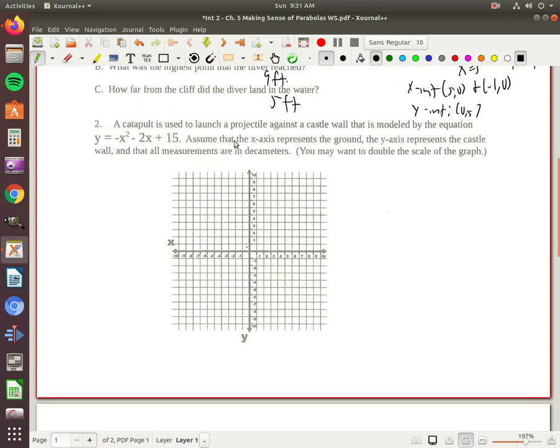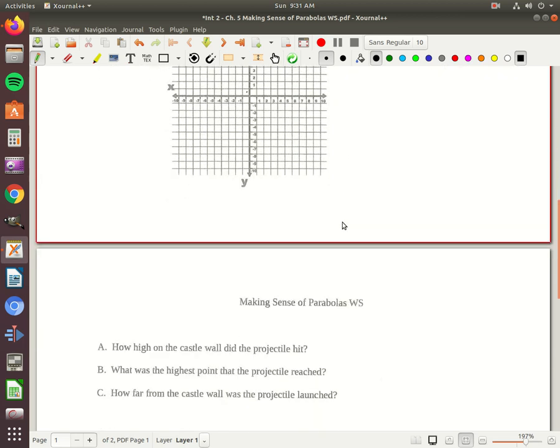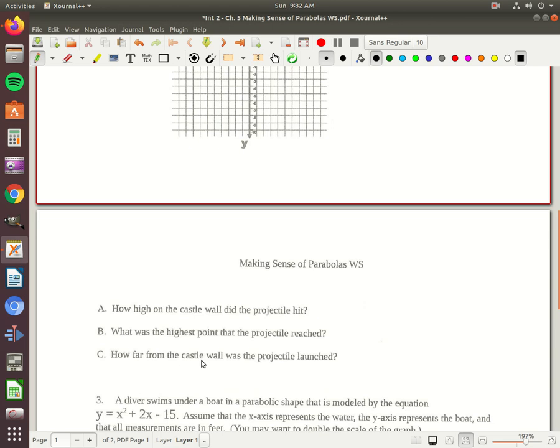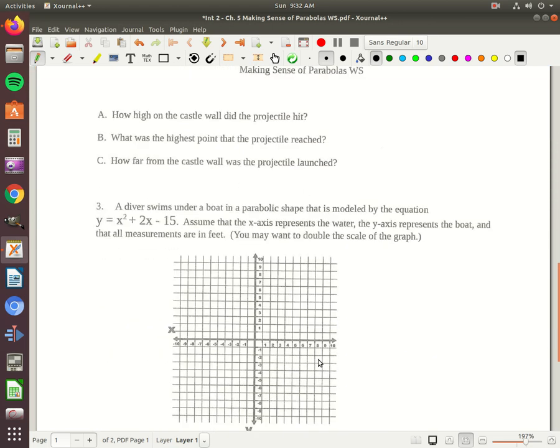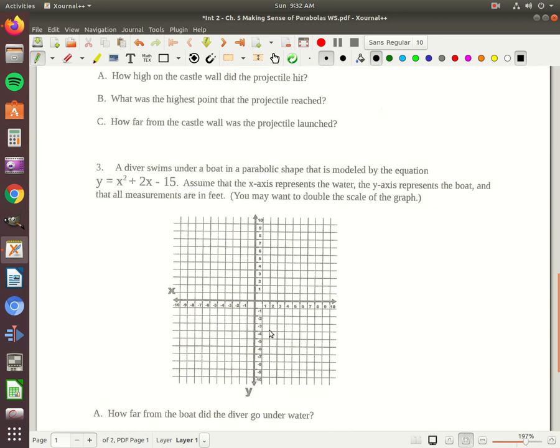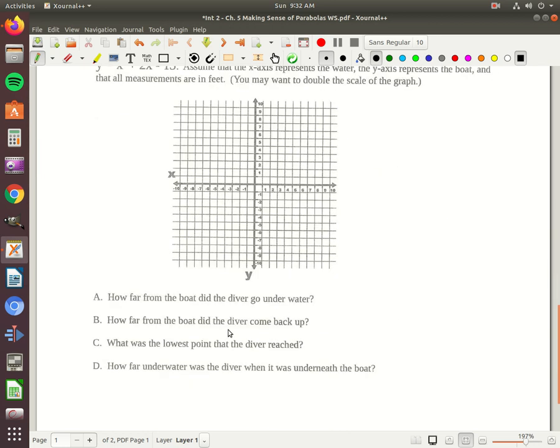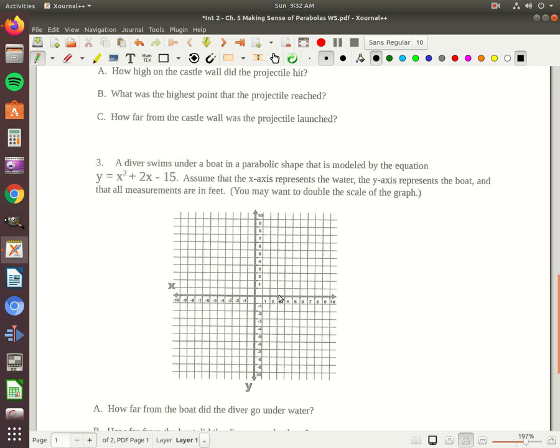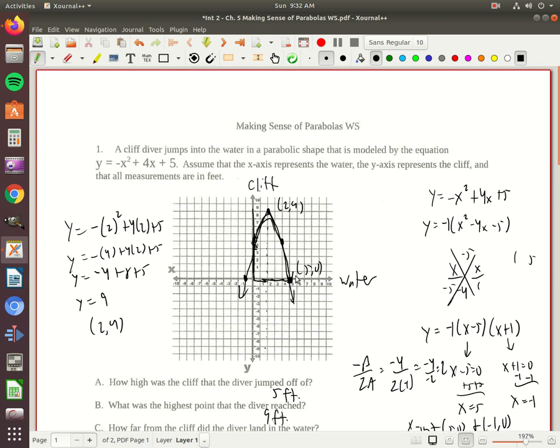Anyway, if you go through problem 2, it talks about a catapult, and so you need to mark the X and the Y and go through all those steps and try and answer the questions: how high the projectile hit, what the highest point of the projectile was, how far from the castle wall the projectile launched, and then the diver swimming underwater, how far from the boat did he go, etc. So you represent these things with a graph and then answer the questions that go with them.